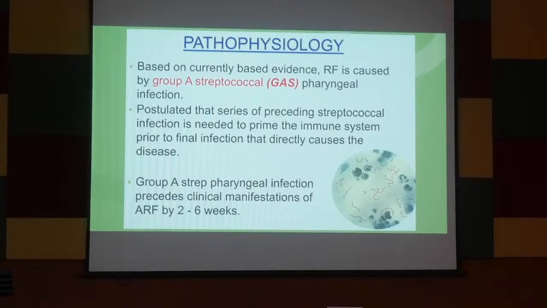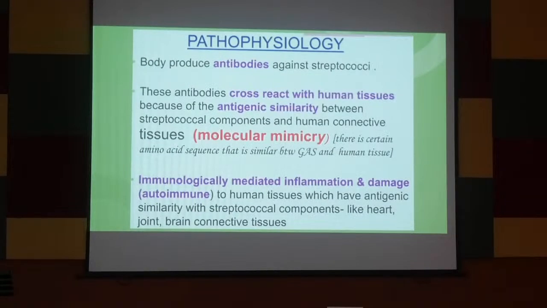As I said, rheumatic fever is the midway of the spectrum, where streptococcal pharyngitis is the earliest or starting point, then rheumatic fever, then finally rheumatic heart disease. Okay. So the body produces antibody that cross-reacts with human tissue, antigenic similarity or antigenic mimicry. That is the basis of our knowledge of autoimmunity.